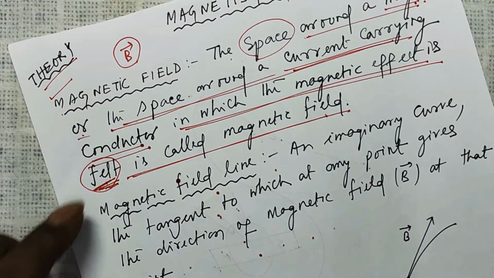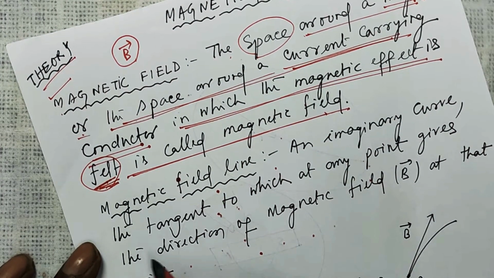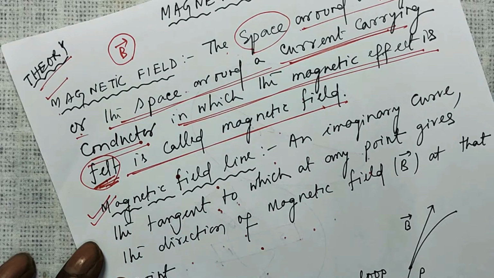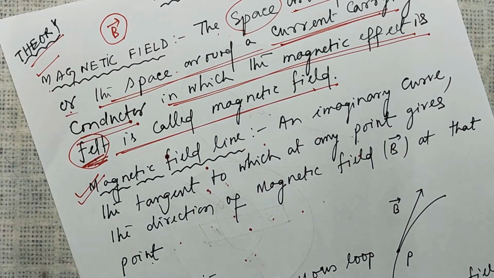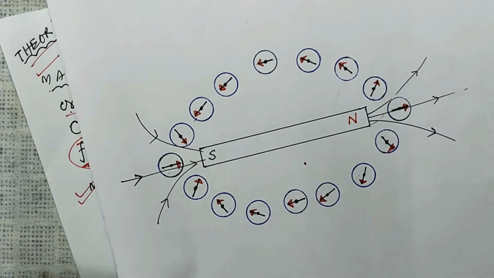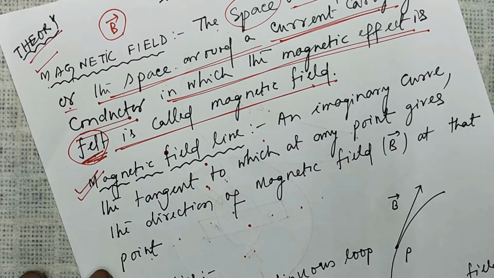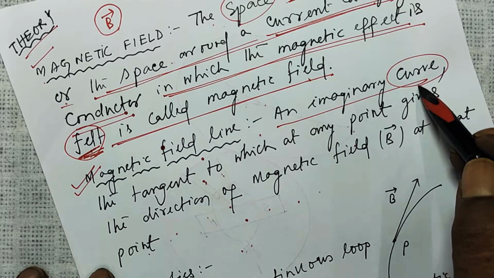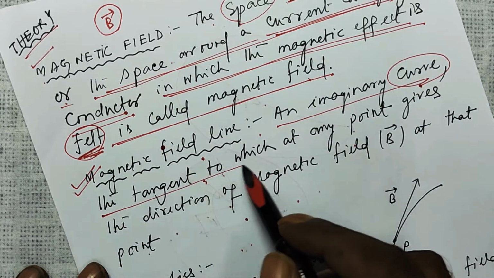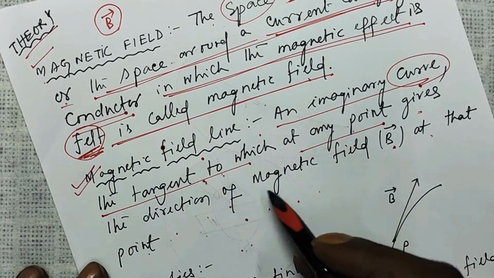Then, to visualize this, the concept of magnetic field lines was introduced. So, what are field lines? I will explain through this diagram. First, let us explain the statement. It is not actually a line. It is an imaginary curve, not a straight line, the tangent to which at any point gives the direction of the magnetic field B at that point.